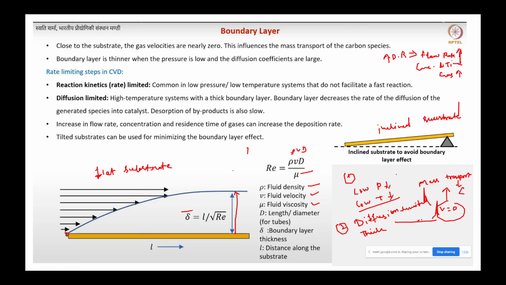Now here you can see your boundary layer thickness is higher, but when you tilt the substrate, the boundary layer thickness will reduce. We'll see some numericals also at the end regarding how to calculate this. I hope it is clear.